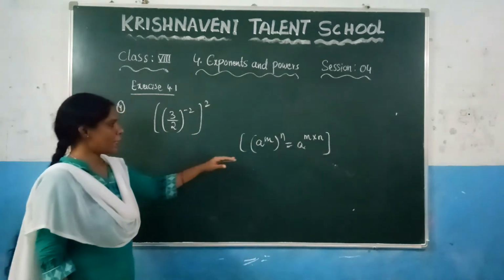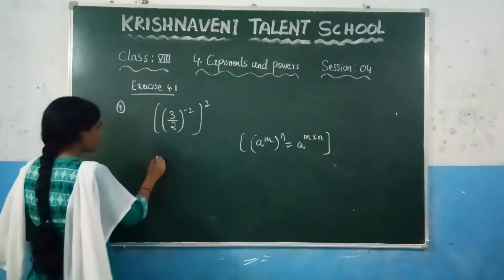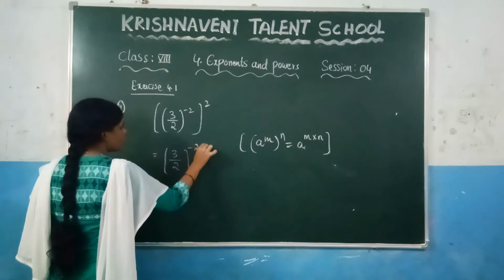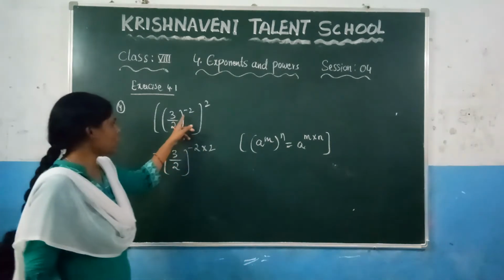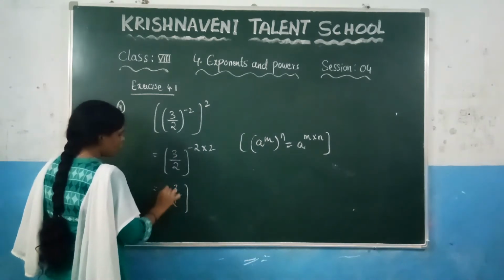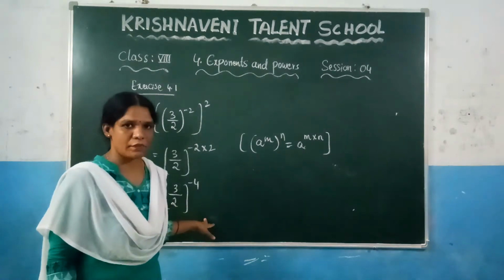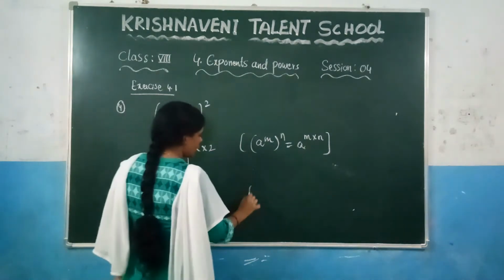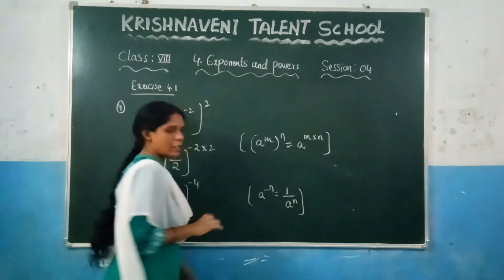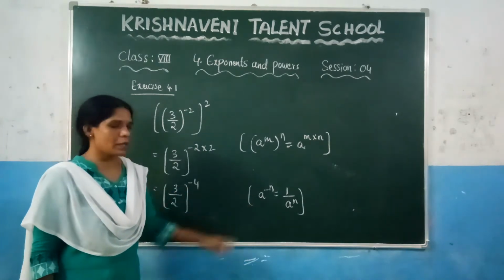Here also by applying this law of exponent you can multiply these powers here. So you will get here 3 by 2 whole power minus 2 into minus 2. Just we have multiplied those powers. So that what you will get here? 3 by 2 whole power minus 4. Right? Here itself you can leave it, or otherwise you know that a power minus n is nothing but 1 by a power n. Right? This one you can apply it here. A power minus n is nothing but 1 by a power n.